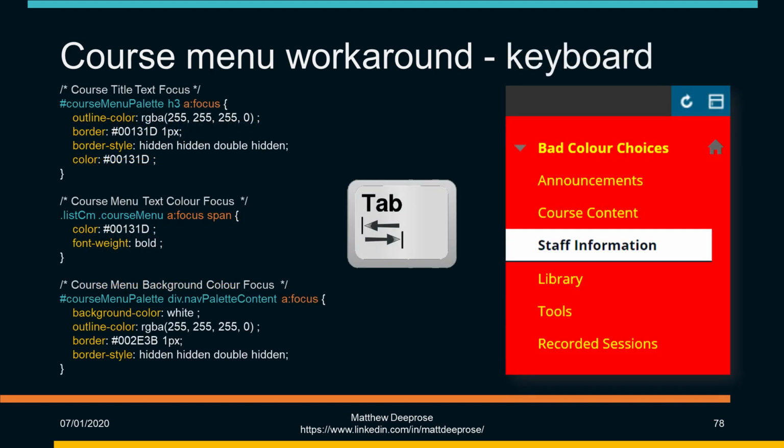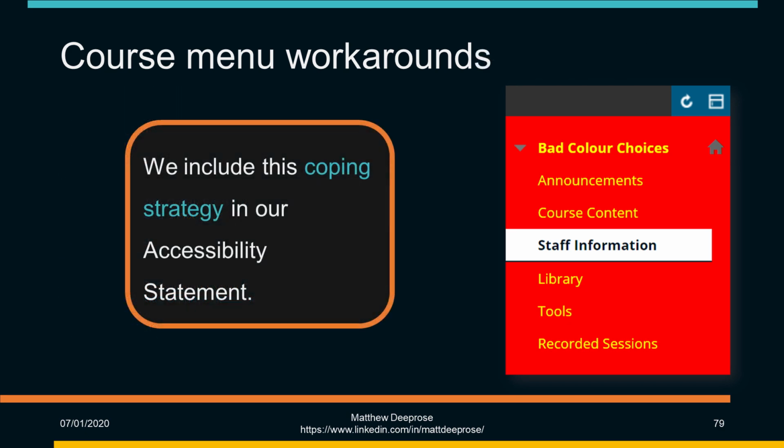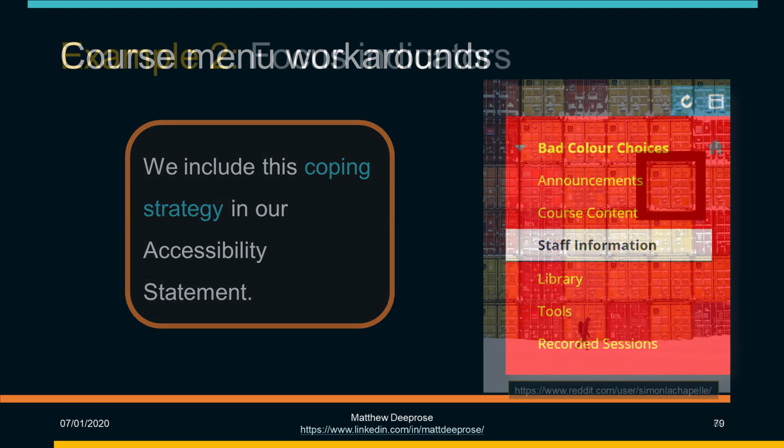And we've done the same for keyboard navigation. As you tab around the menu, the background color and text color will adjust so that it's readable. So in any circumstance, although it might not be ideal, there is always a workaround. And we've added this information, this coping strategy, into our accessibility statement.